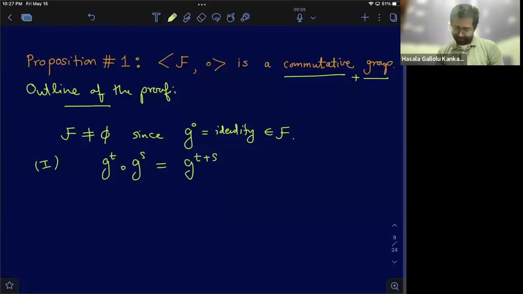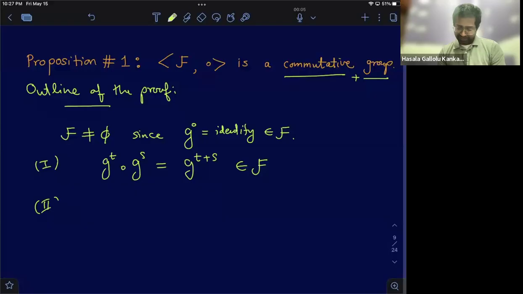Now look at this. If you compose them, what you're going to get is another member sitting inside the same collection, G of T plus S. This is another function sitting inside F. So this belongs to this. And this is going to work for any function GT and GS coming from this collection, right? So this is going to prove closure.